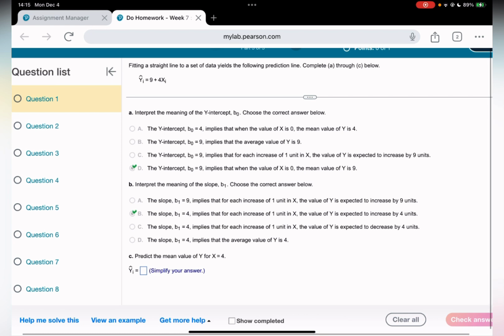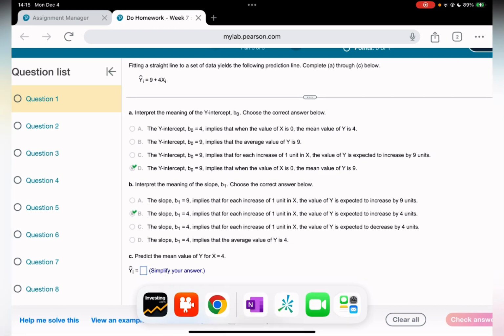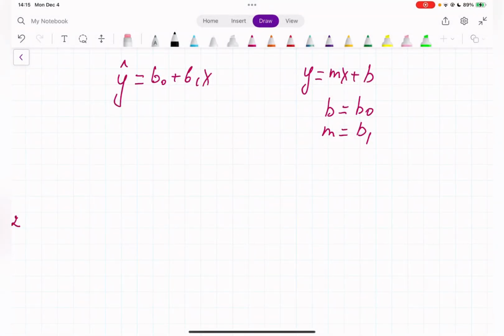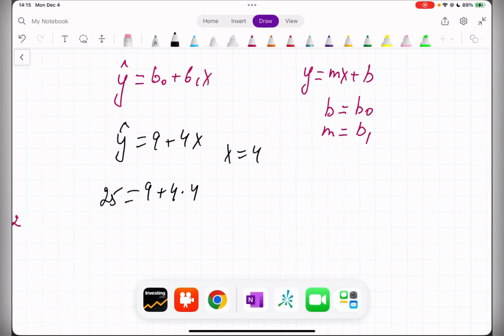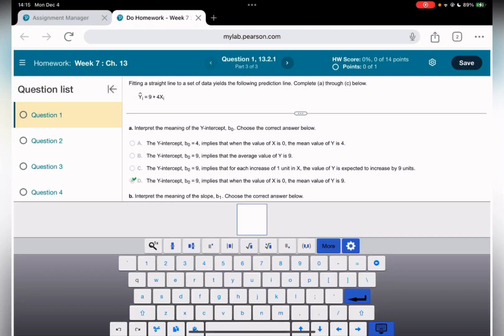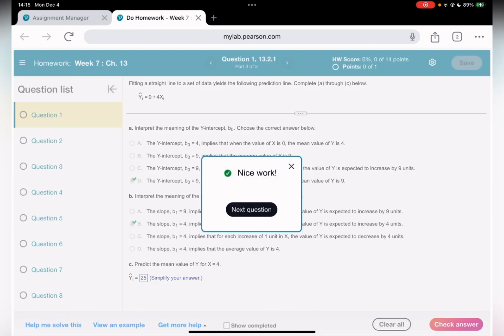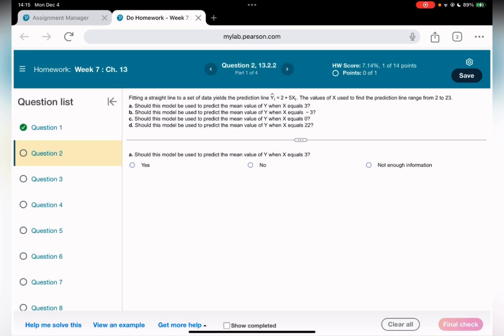So when x is equal to 4, how much is it going to be? Very easy. So we have 9 plus 4x. If x is equal to 4, we are getting 9 plus 4 times 4, and it's going to be 16 plus 9, which is 25. Okay, moving to the next question, question number 2.